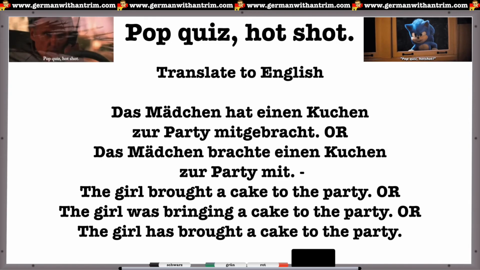This one has three options as well. The girl brought a cake to the party. Or, the girl was bringing a cake to the party. Or, the girl has brought a cake to the party. Das Mädchen hat einen Kuchen zur Party mitgebracht. Or, das Mädchen brachte einen Kuchen zur Party mit.